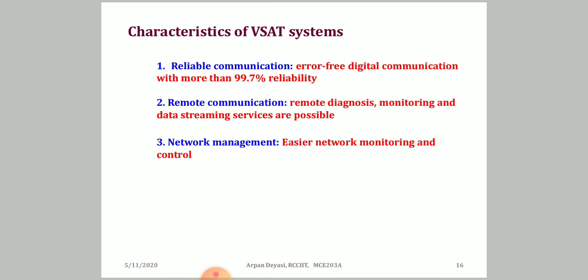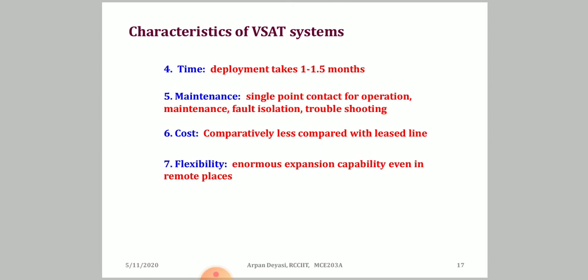Now, what will be the characteristics of the VSAT systems? I will highlight here 7 very important characteristics. Please go one by one. First one is reliable communication, because it is error-free digital communication. Accuracy is 99.7%, now it is 99.8% or more. And remote communication: remote diagnosis, remote monitoring, data streaming services, everything is possible. Network management, it is very easy network monitoring and control.